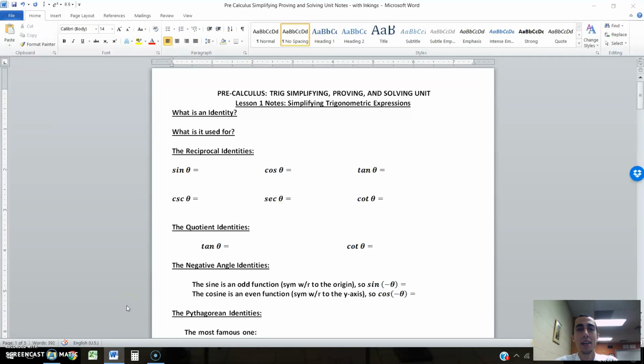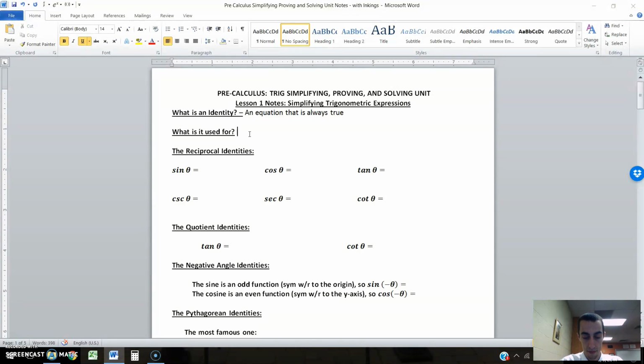Hello again. Today we're going to be starting a unit on simplifying, proving, and solving trig expressions and equations. To begin, I'd like to talk about what an identity is. An identity is an equation that is always true. And we're going to be working with a lot of identities in this unit.